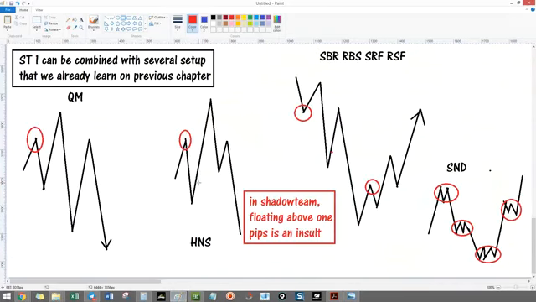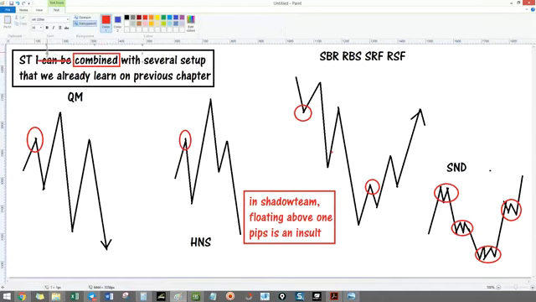Okay, look over here. We need a QM, we need the HNS, we need the SBR, RBS, SRF, and RSF. And the SND zone: rally base drop, drop base drop, drop base rally, base rally. We need the setup. This is the setup, and ST1 need to be combined. Okay, cross that out. Need to be combined.